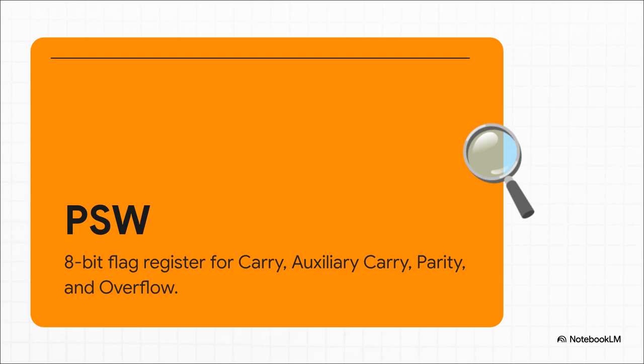You've got the carry flag for when an operation spills over that 8th bit, the auxiliary carry, the parity flag tracking the number of ones in the accumulator, and the overflow flag for signed numbers. It's basically the brain's real-time reaction to whatever math you throw at it.